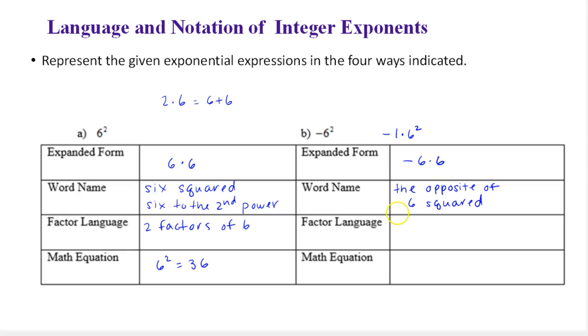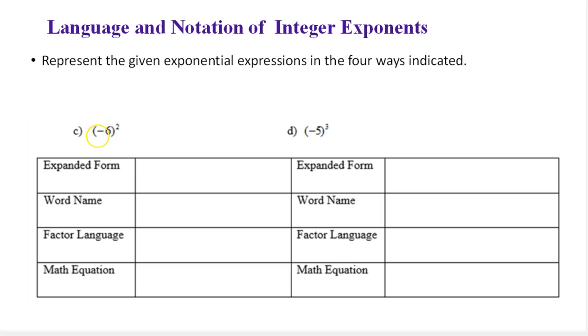In factor language, we'd write the opposite of 2 factors of 6. And we saw if you have 2 factors of 6, it's 36. So the opposite of 2 factors of 6 is -36. Let's look at the next one.